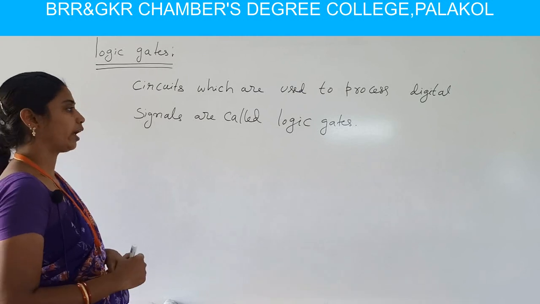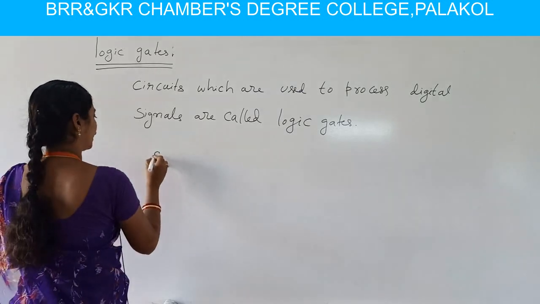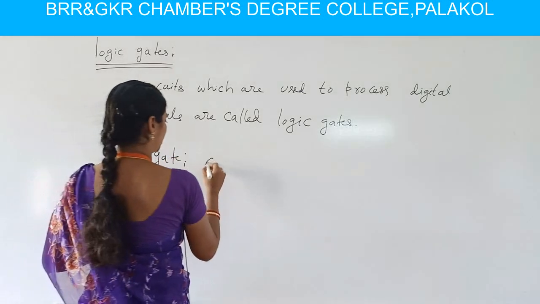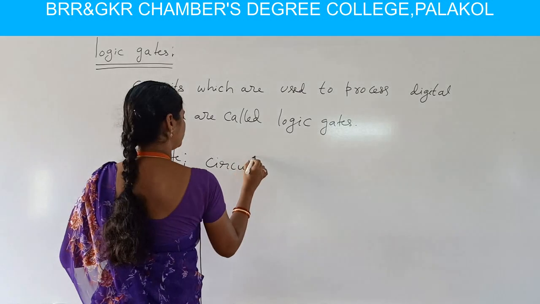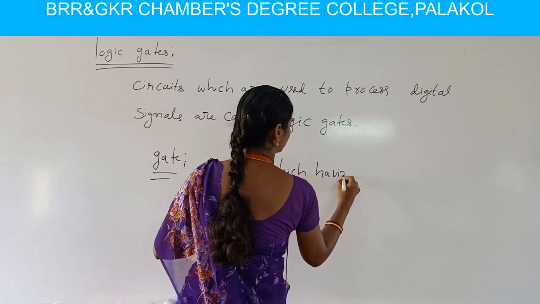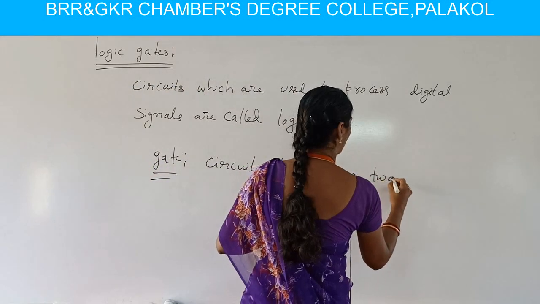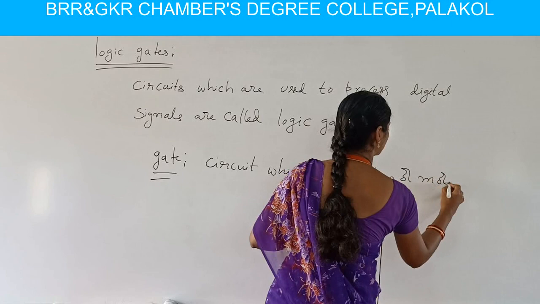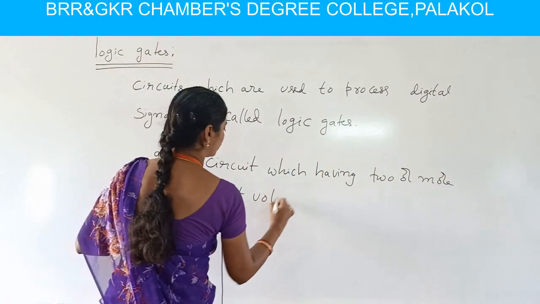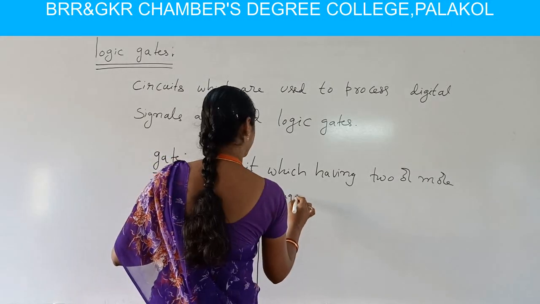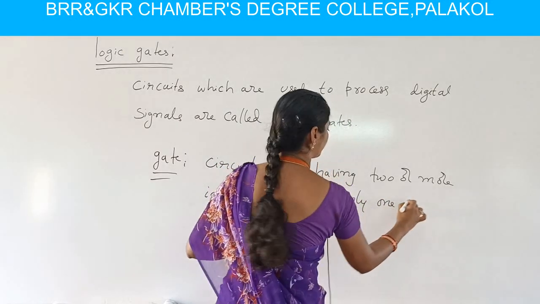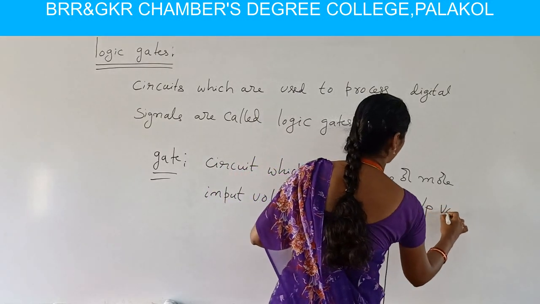Next we have a doubt, what is a gate? A gate is nothing but a circuit. A gate is a circuit which has two or more input voltages, but only one output voltage.